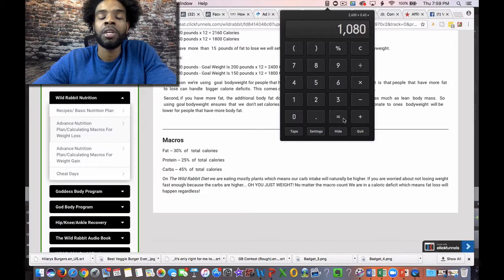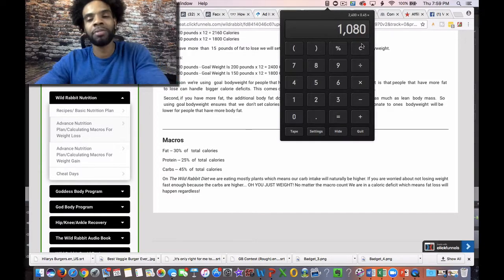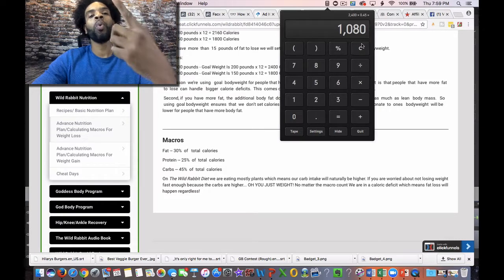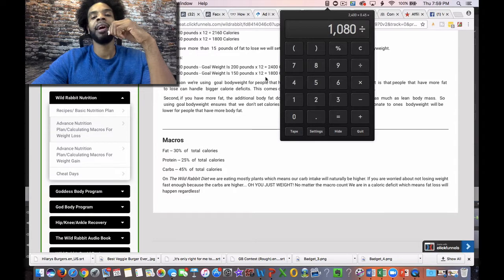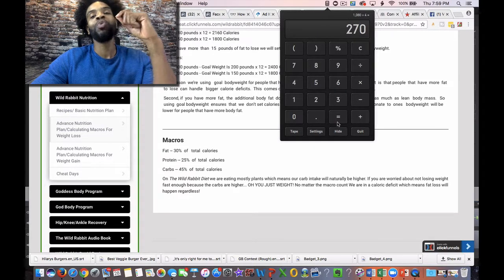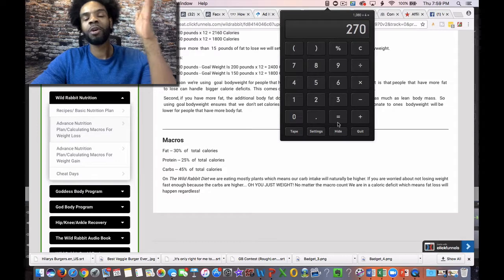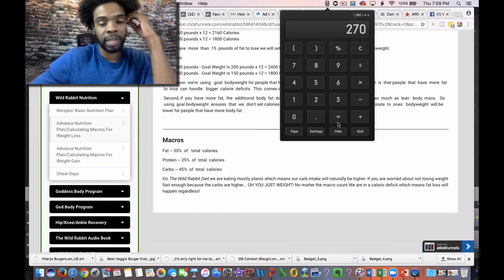Okay, so we got 1080 calories from carbs. Once again, 4 calories per 1 gram of carbs. What does that translate into? We're going to divide that by 4, and boom. 270 grams of carbs. This person's going to be happy because that's a lot of carbs, okay, for an average person. So 270 grams of carbs is great.